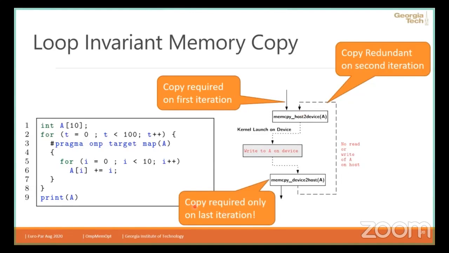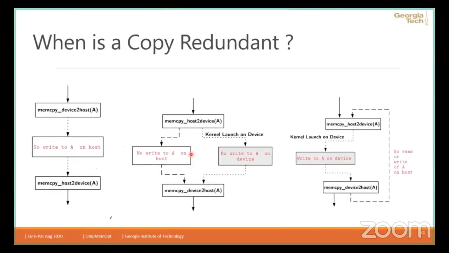Similarly, the device to host copy is redundant in every iteration other than the last iteration because the host doesn't read the value of A inside the outer host loop. So we saw three common patterns of redundant memory copies, and the pattern here is that there is a memory copy from one memory space to another, then neither of the memory spaces updates the array, and then finally there is again a copy back from one memory space to another.